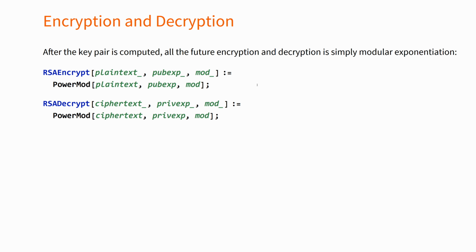The key generation for RSA is a complicated multi-step process that only has to be done once. After the key pair is computed, every future encryption and decryption is simply modular exponentiation. The RSA encrypt function here takes the plaintext and raises it to the power of the public exponent, while the RSA decrypt function raises the ciphertext to the power of the private exponent.